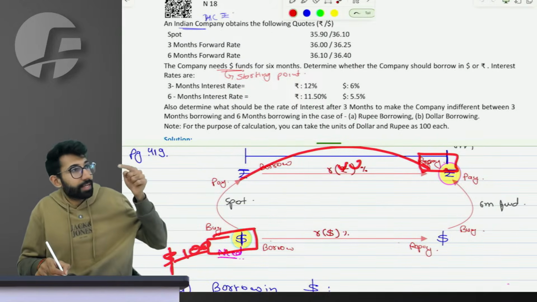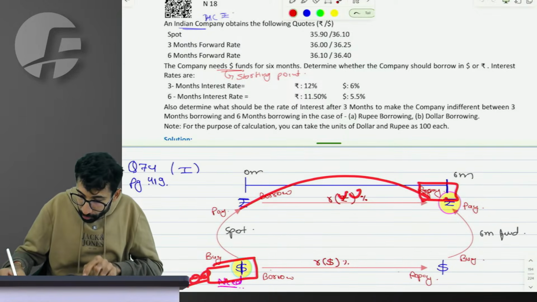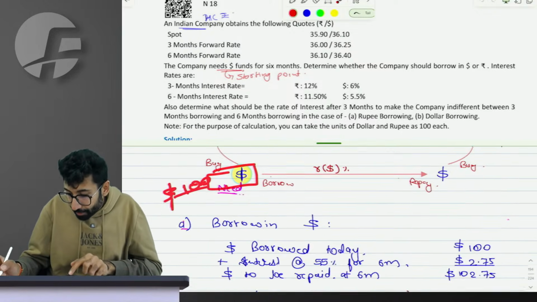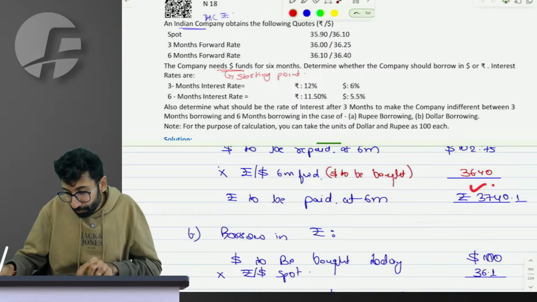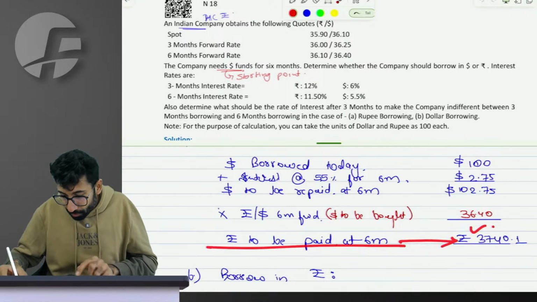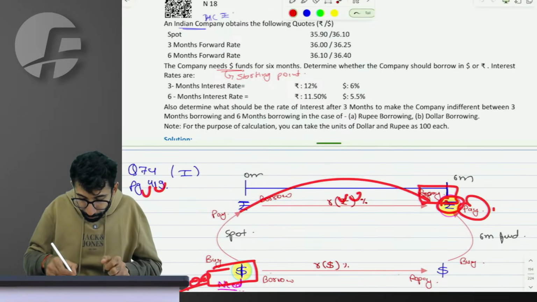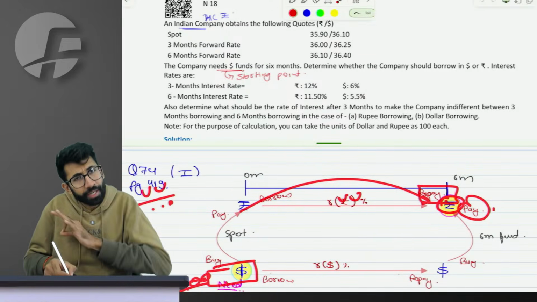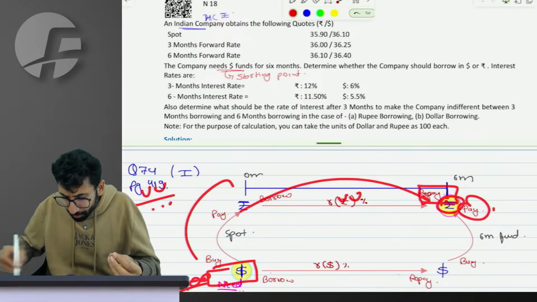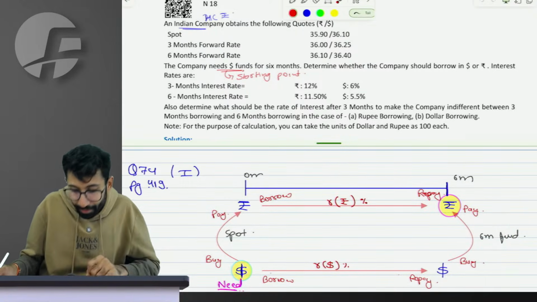So in that case, can I say out of the two options, whichever outflow is lower is a better deal? Here in rupee terms, 3740 versus 3817 says borrowing in dollar is a better deal because it leads to a lower outflow. That simple is the question of borrowing, or any other question of forex, if you are able to imagine it on the timeline.